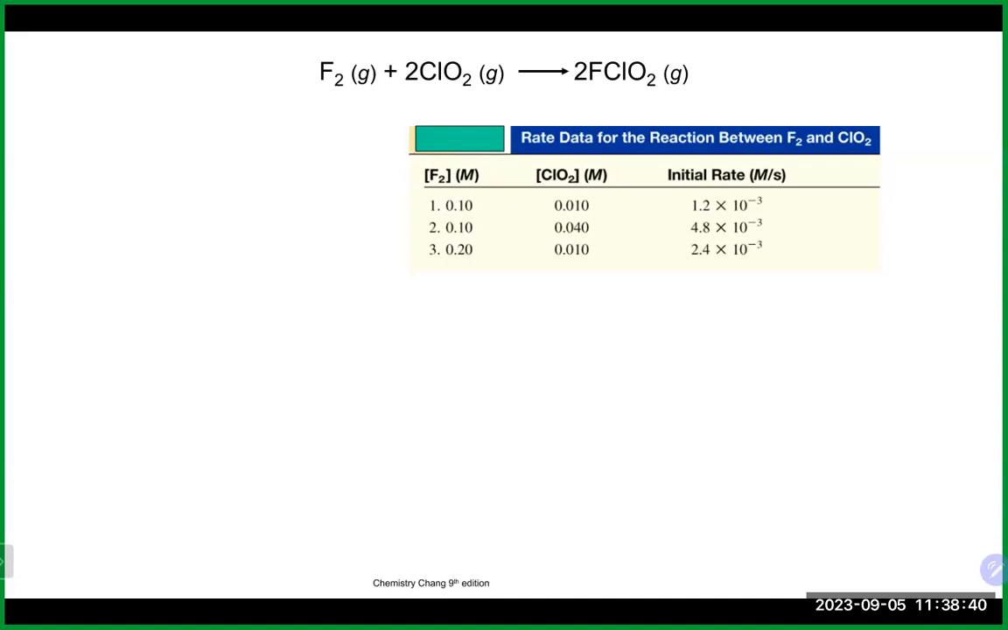There are multiple experiments done in this table. In this case, there's just 3, but there could be 4, 5, 6, as many experiments as you want. But in this case, there happens to be just 3 of them. And we typically will find in a table like this the concentrations of each of our reactants and the initial rates that are found through the experiment as well.